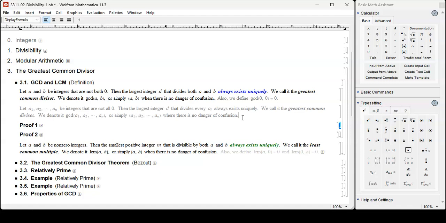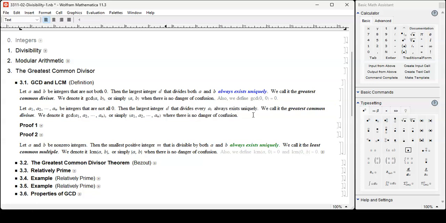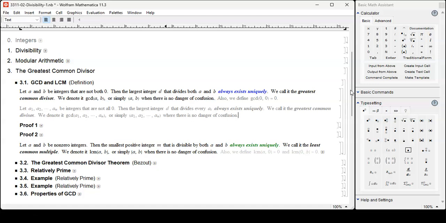Now we have another version here, and this is the GCD for n numbers, A1, A2, A3, all the way up to AN. Again, you can prove that the largest integer that divides all those AIs always exists uniquely, and that proof is left to the students. Actually, it's right here in proof 2, but I'm not going to open it. I'm going to leave that to you.